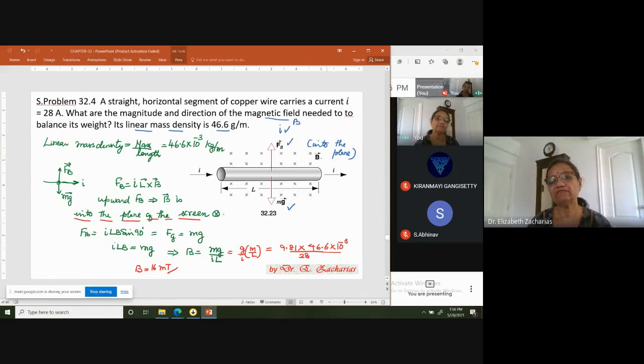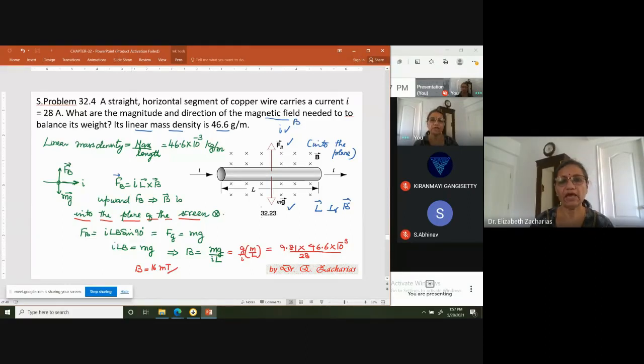So I got my direction. Next, we have to find out how much is the magnetic field that you have to apply. So before we do all that, let us write the expression for the magnetic force. It is IL cross B. You can see that L is perpendicular to B. Therefore, FB is going to be simply ILB. Sin 90 is 1, so ILB.